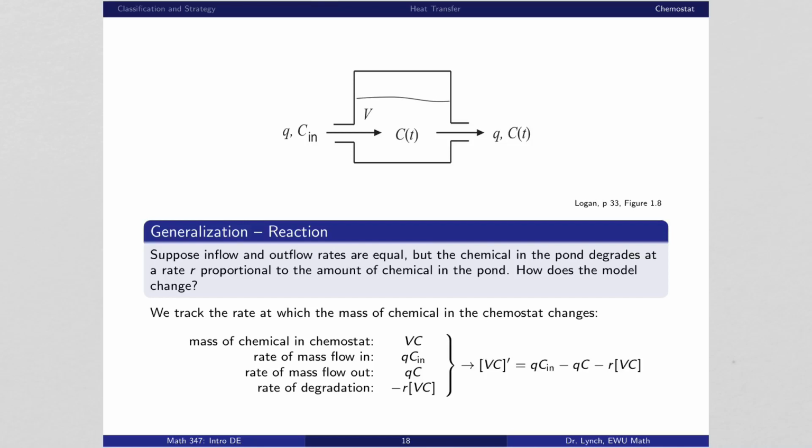Okay, so this gives us a new differential equation model. V times C prime is Q times C_in minus Q times C minus R times the quantity V times C. And actually, as it turns out, this differential equation does end up being separable. So there's a challenge there to solve this by separation of variables and try to see what the effect of that extra reaction in the pond is.